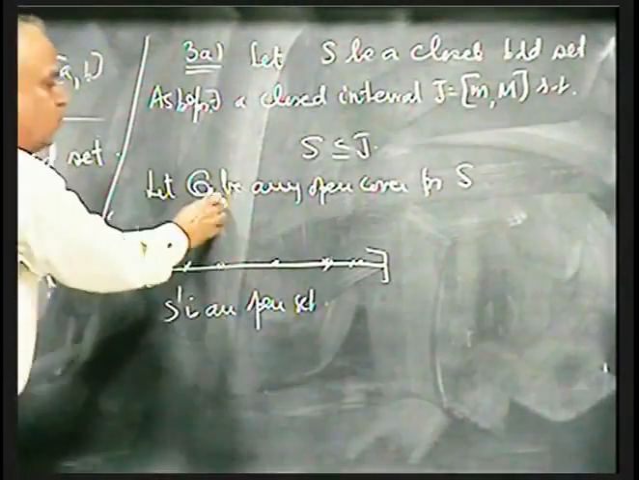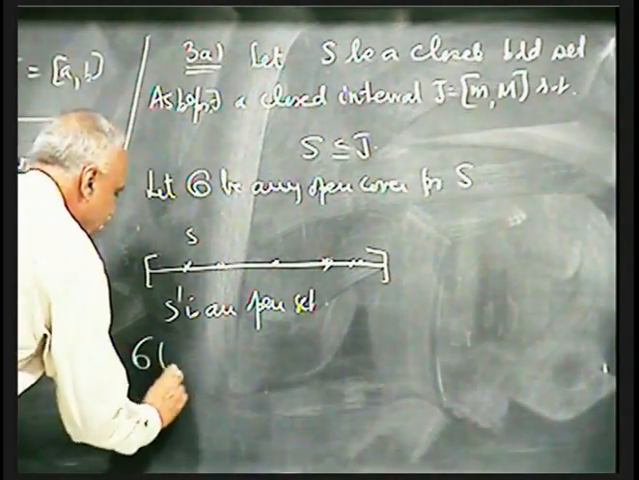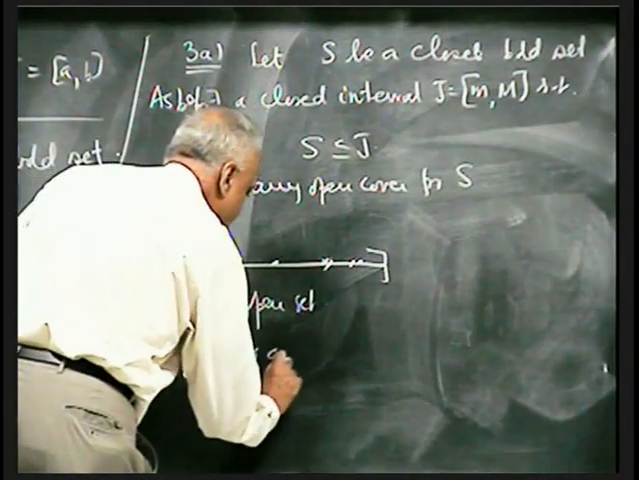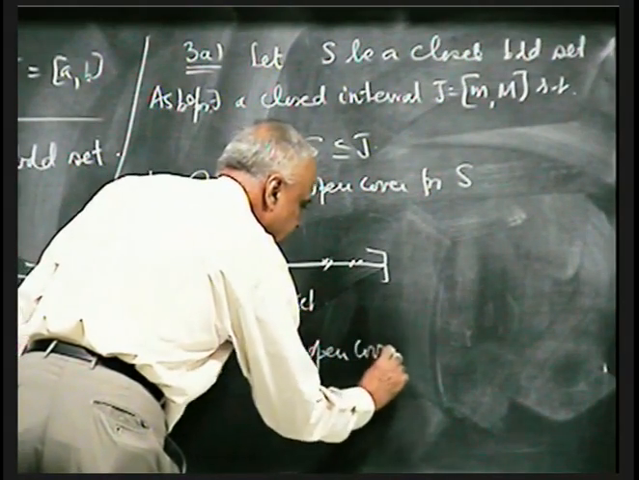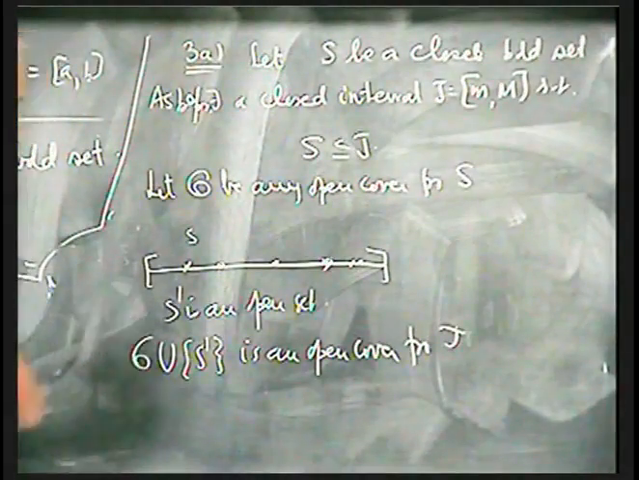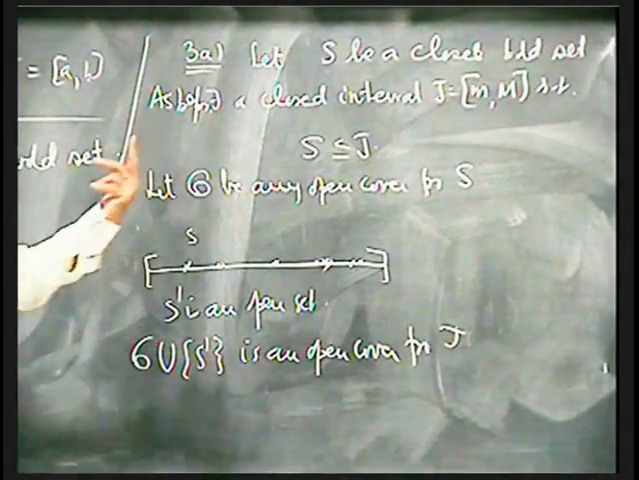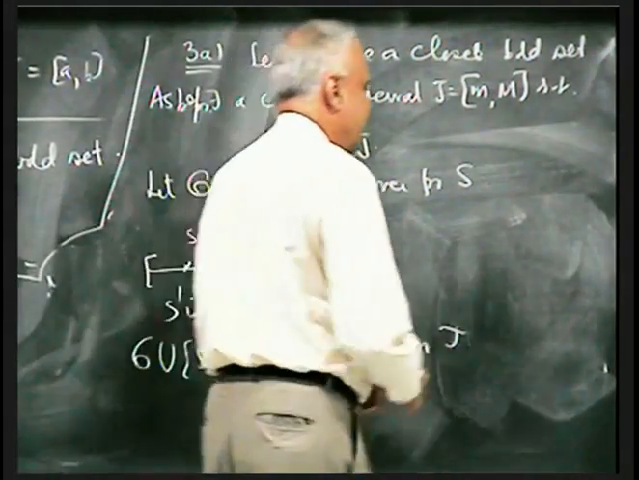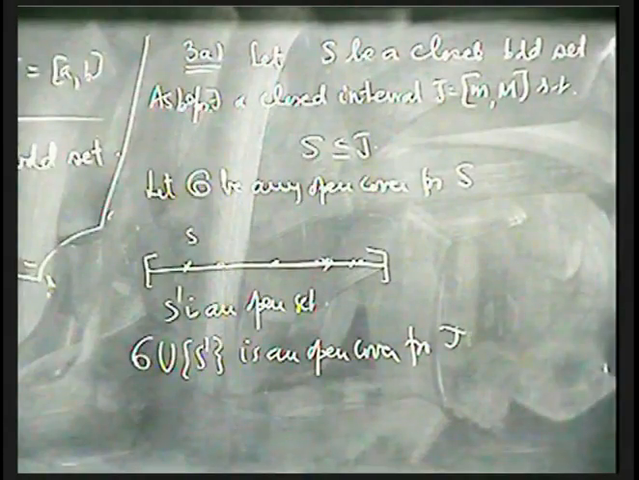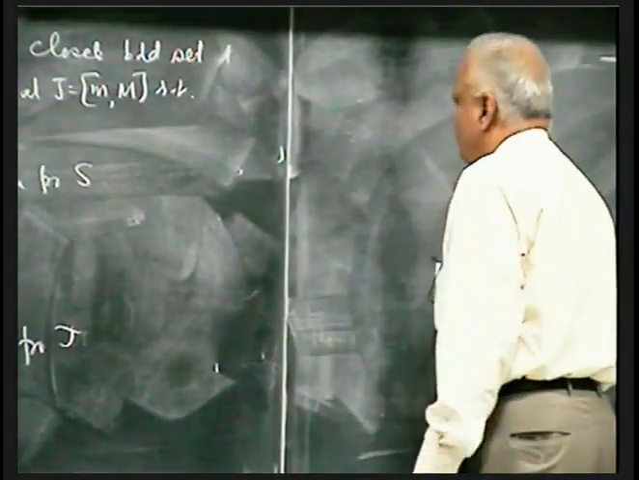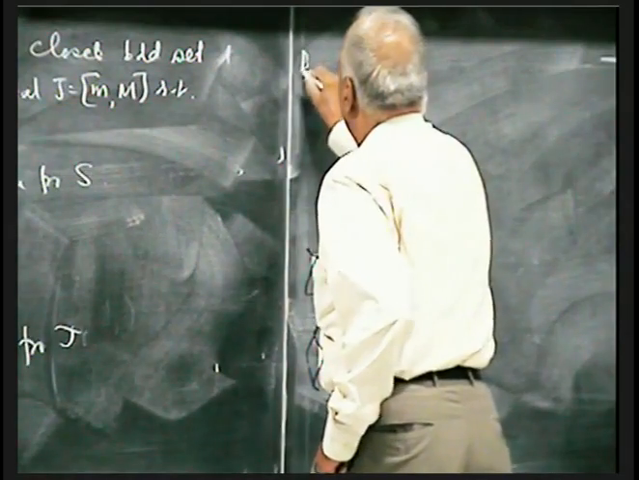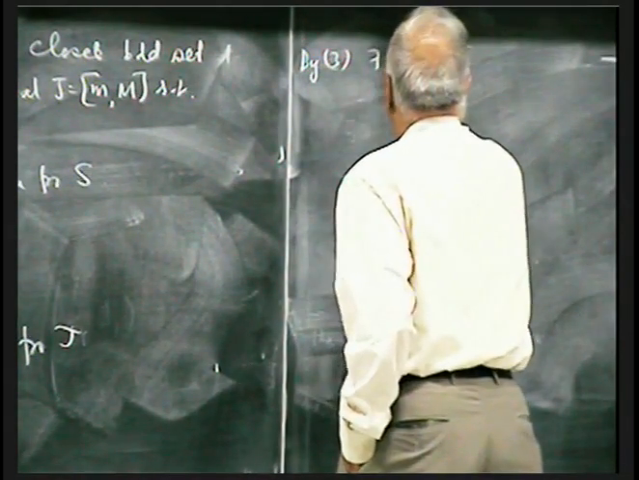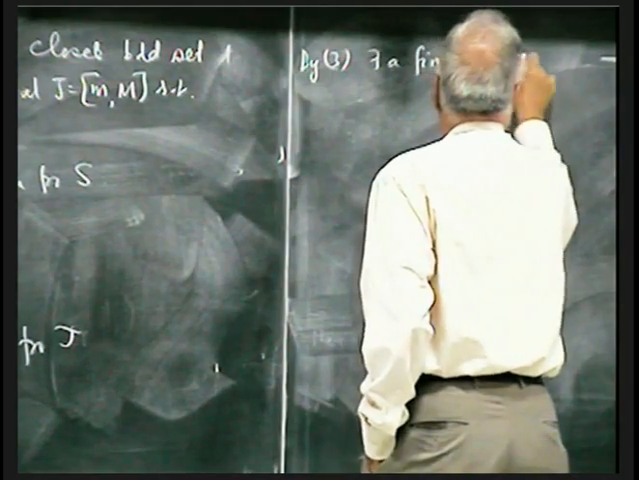Send this to that collection O. So O union S complement is an open cover for J, because this fellow covers all these things and S prime complement covers the remaining things. Of course, now I have an open cover for the closed bounded interval. Done. So then by 3, or the Heine Borel theorem, there exists a finite subcover.